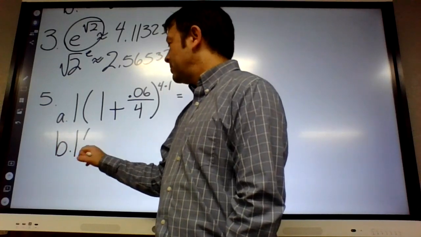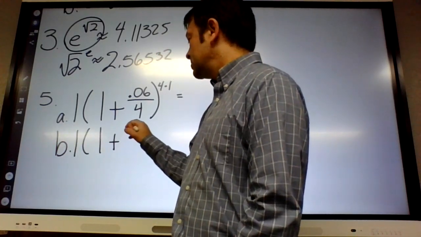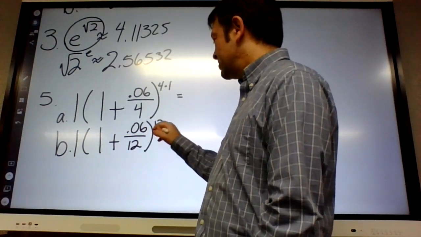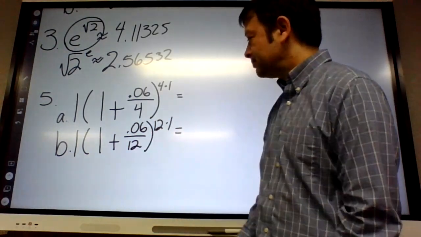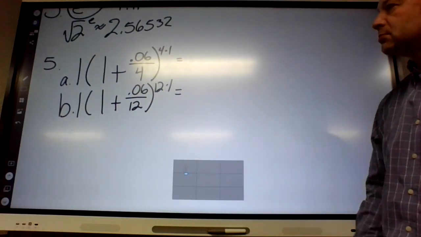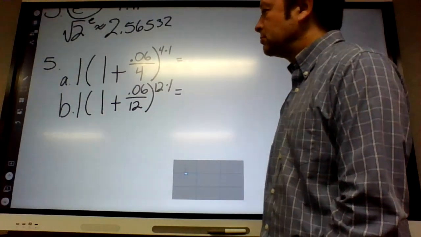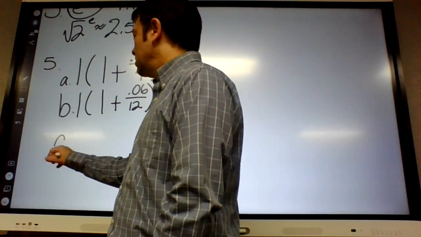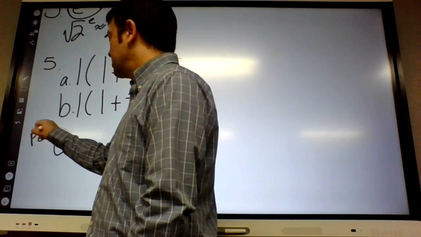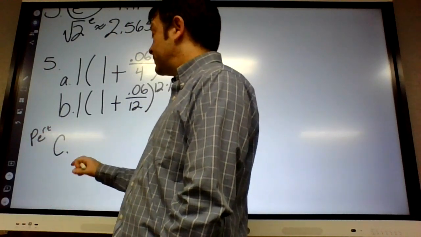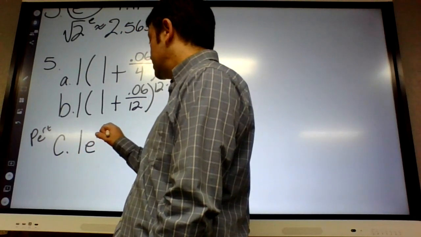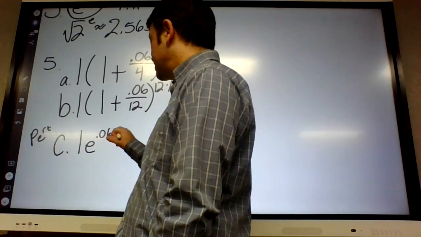For B it's the same thing but monthly, so there will be a 12 there, and a 12 there. And for C, that was our little compound continuous formula. It's 1 times e to the 0.06 times 1.